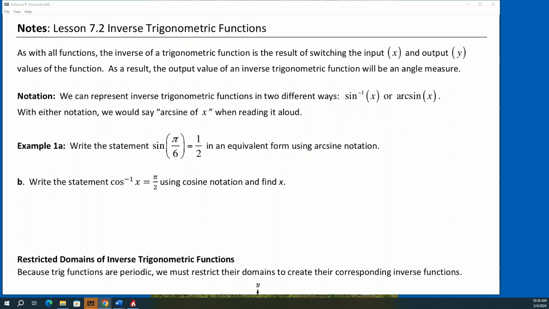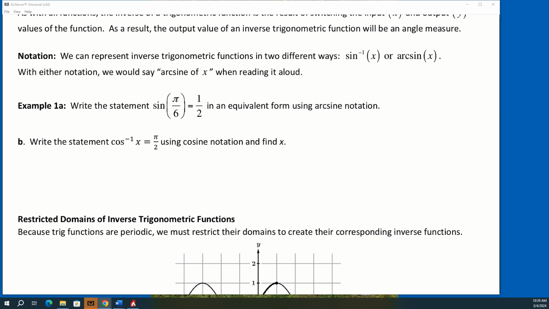For the original trig function, you put an angle in, and what comes out is the sine of that angle or the tangent of that angle. For the inverse trig functions, you put a value in, and what comes out is the angle that has that sine or the angle that has that cosine, whatever.